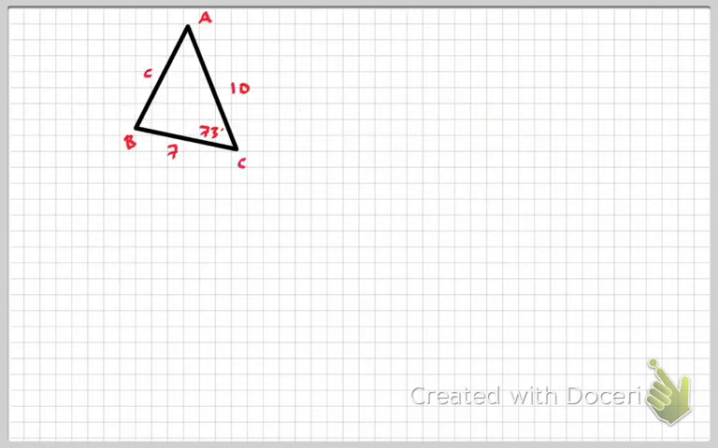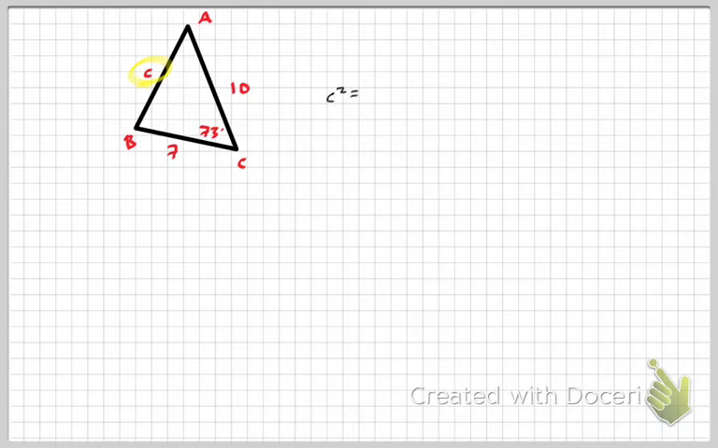Let's do another one. All right, so here's another problem. We have side 7 and side 10. We are given angle 73. So the side that we are trying to find now is side C. So here's our formula.